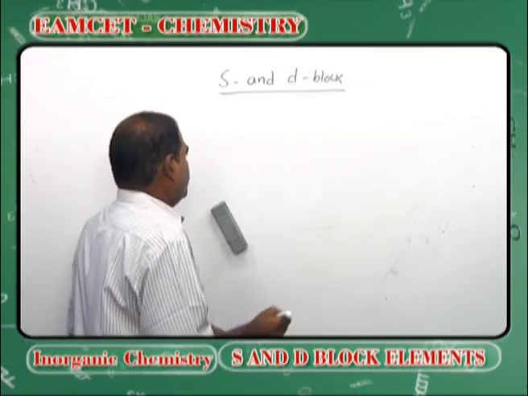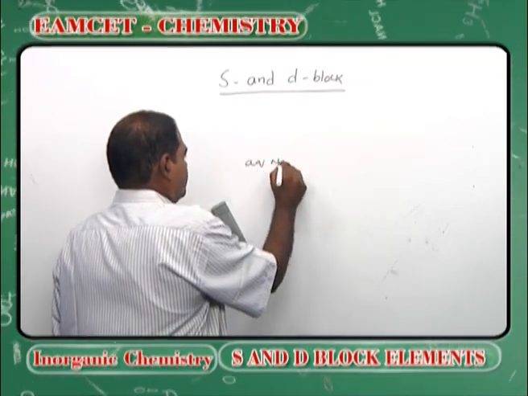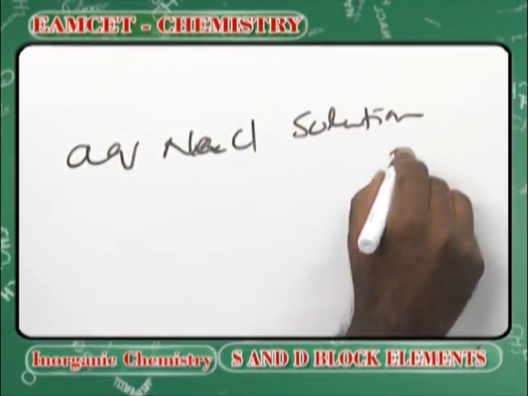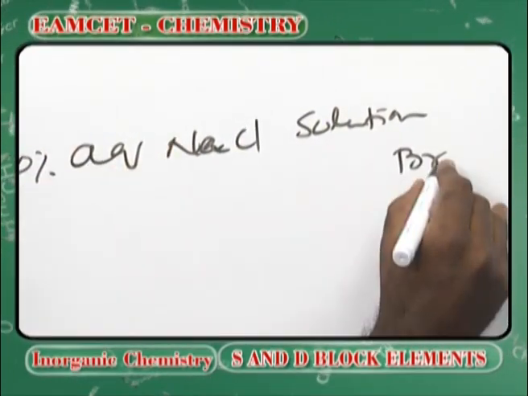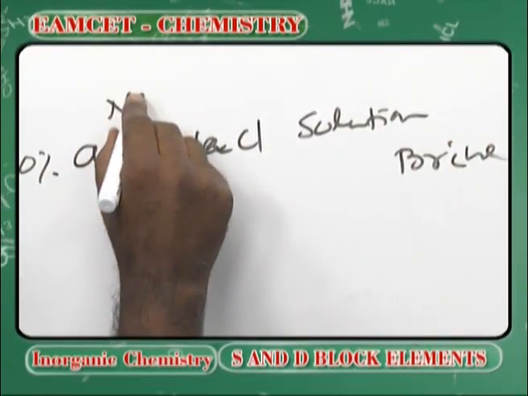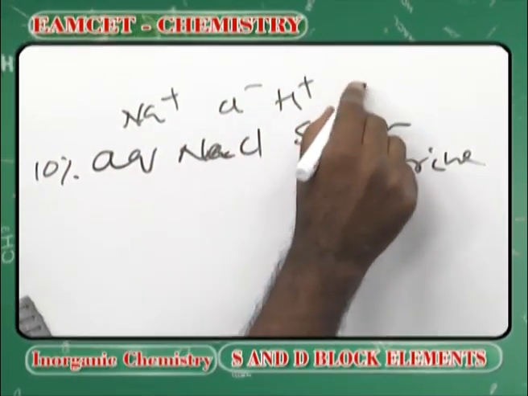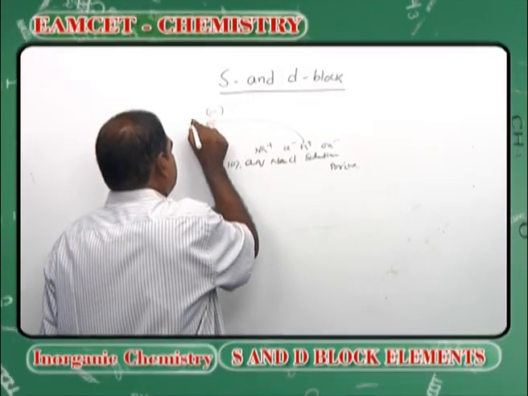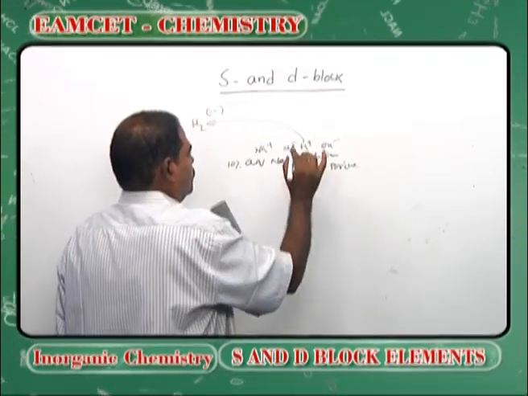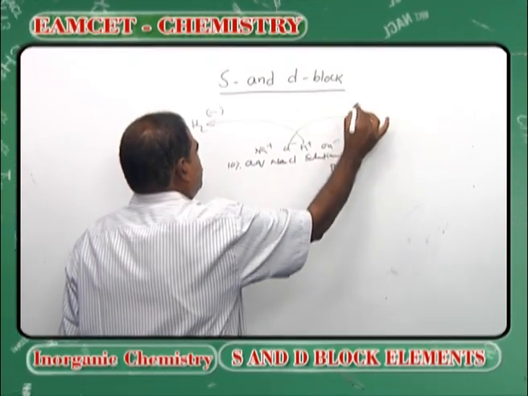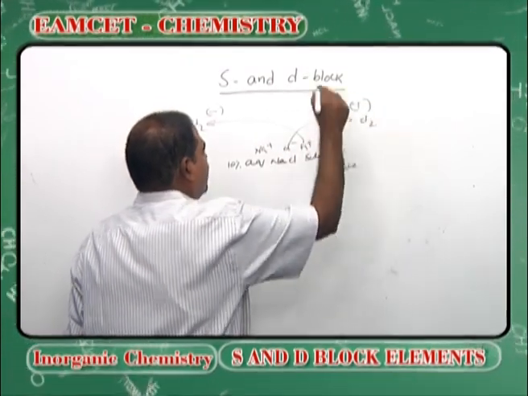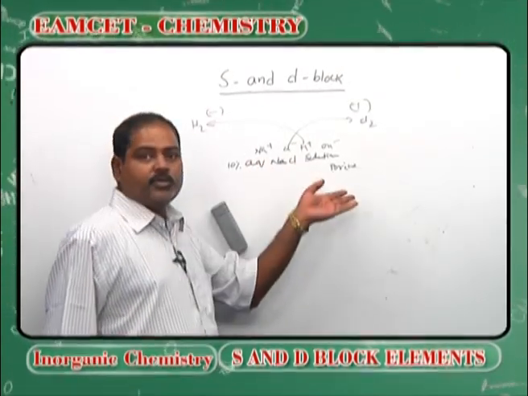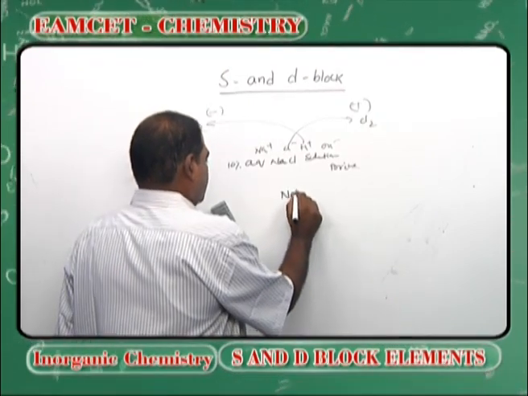And when you take aqueous NaCl solution, brine, 10% aqueous NaCl solution is called brine. You have Na plus here, Cl minus, H plus, OH minus. And to cathode, the negative electrode, H plus goes and becomes H2. To anode, the positive electrode, Cl minus goes and becomes Cl2. So, what is remaining? NaOH. So, this is called Nelson's cell.